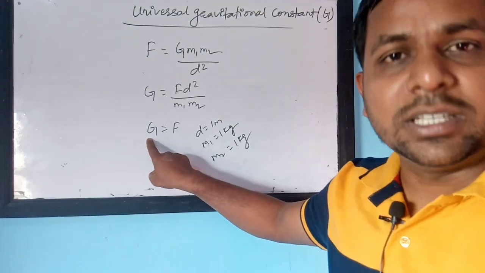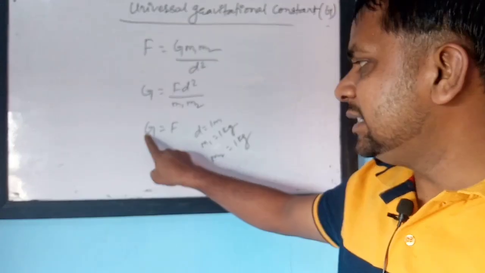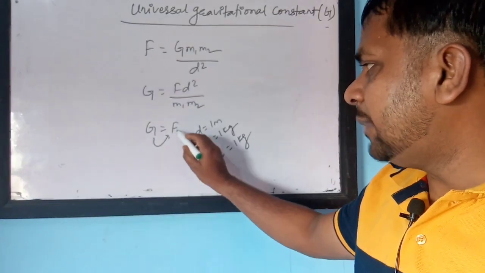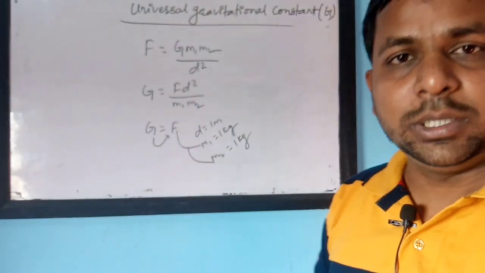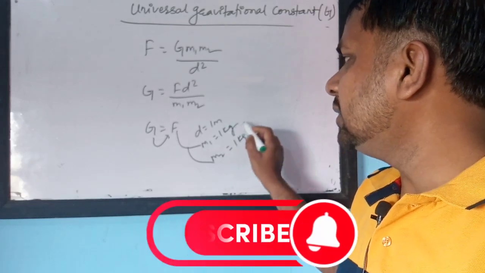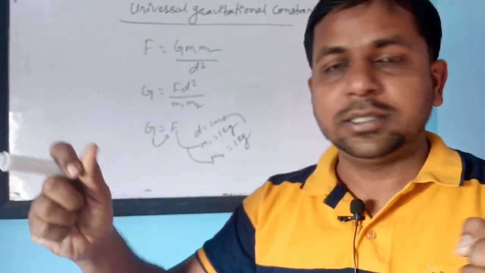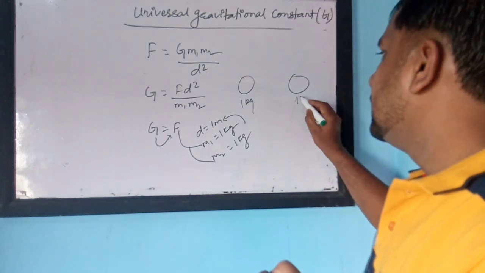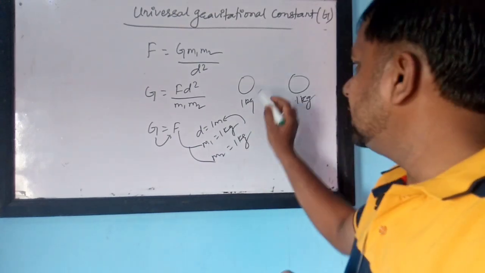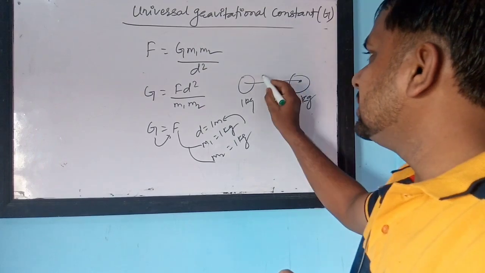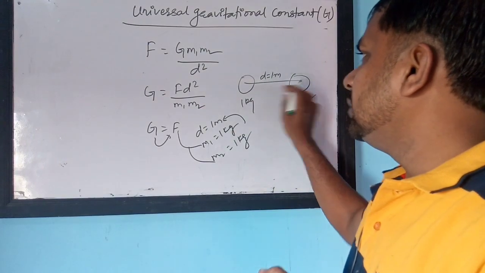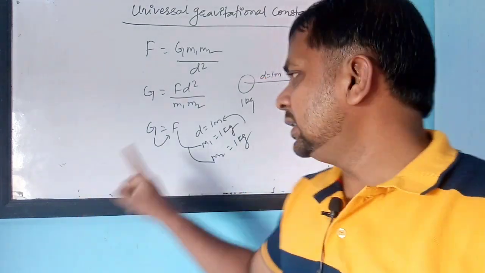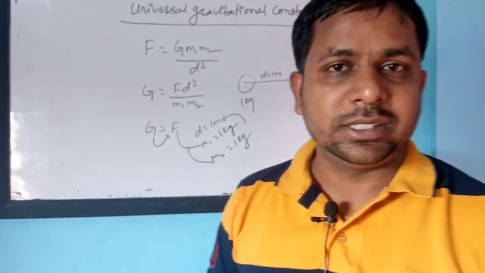Universal gravitational constant, capital G, is defined as the force of gravitation when the masses of the two bodies are unit and they are placed at unit distance apart. When two bodies are 1 kg each and they are placed at a distance of 1 meter, then the force of attraction between them will be equal to the gravitational constant.